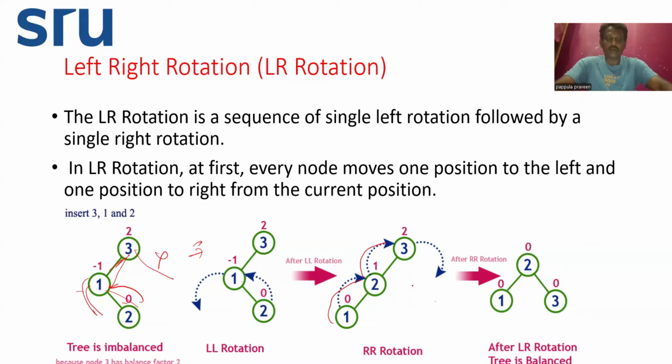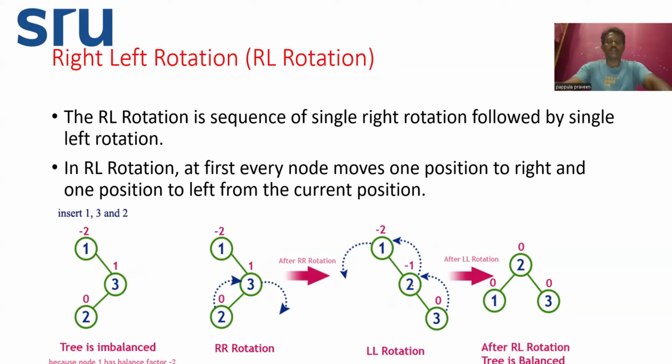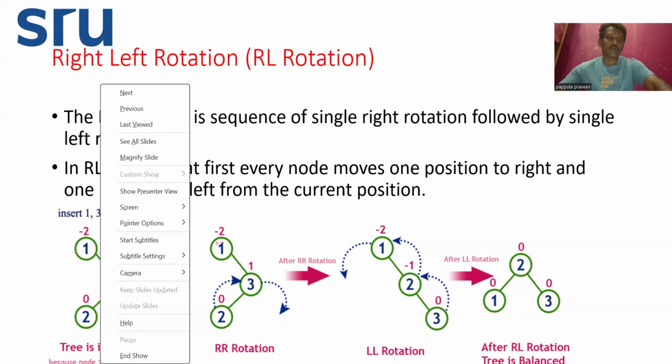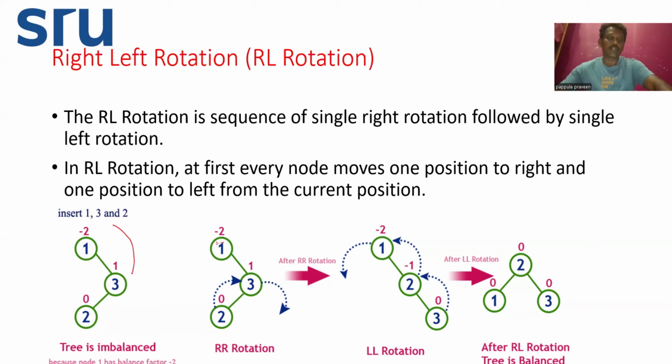Next, we have another rotation, that is the right left rotation. In the right left rotation, we have a single right rotation followed by a single left rotation. First, the example is 1, 3, 2. One is the root node. Now 3 is the right child and 2 is the left child of 3. What about the left subtree? Left subtree is 0. So now 0 minus 2 is equal to minus 2. So this is imbalanced.